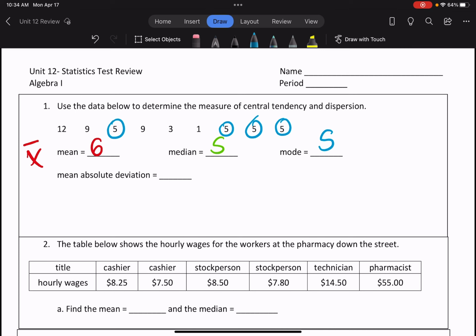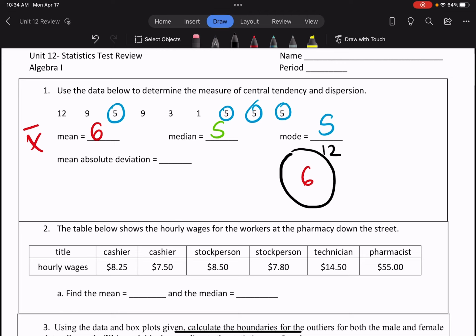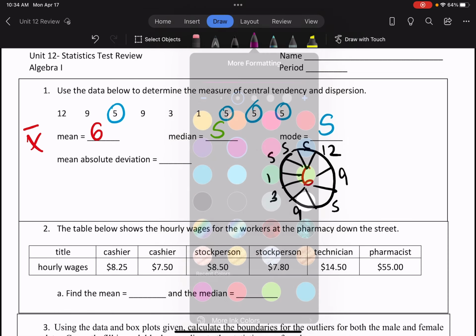We now need to calculate our mean absolute deviation. And in order to do so, we need to go ahead and put our mean in the center. So we're trying to figure out the spread of our data. So the mean absolute deviation tells us approximately how far apart each data point is from each other. And the way that we do this is we find the distance from our mean to each data point. So I'm going to put in the values 12, 9, 5, 9, 3, 1, 5, 5, and 5 around my clock. And I'm just going to go ahead and calculate the distance from 6 to each of these data points. Remember that distance cannot be negative.